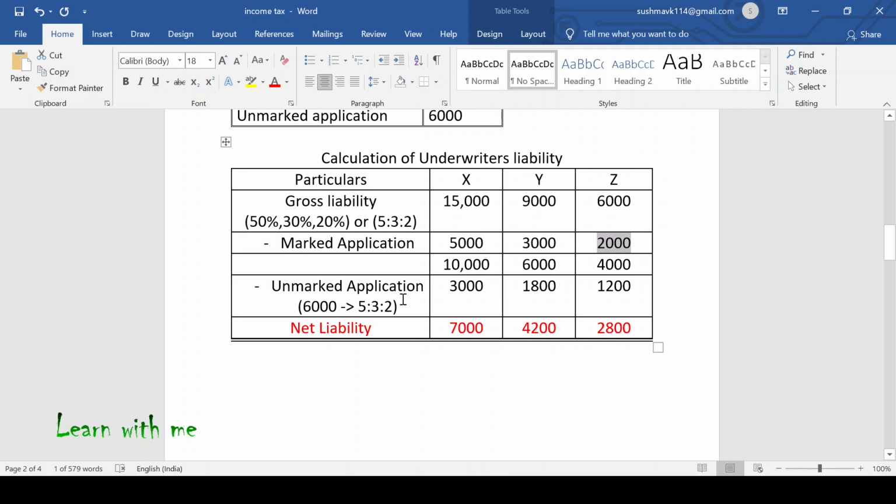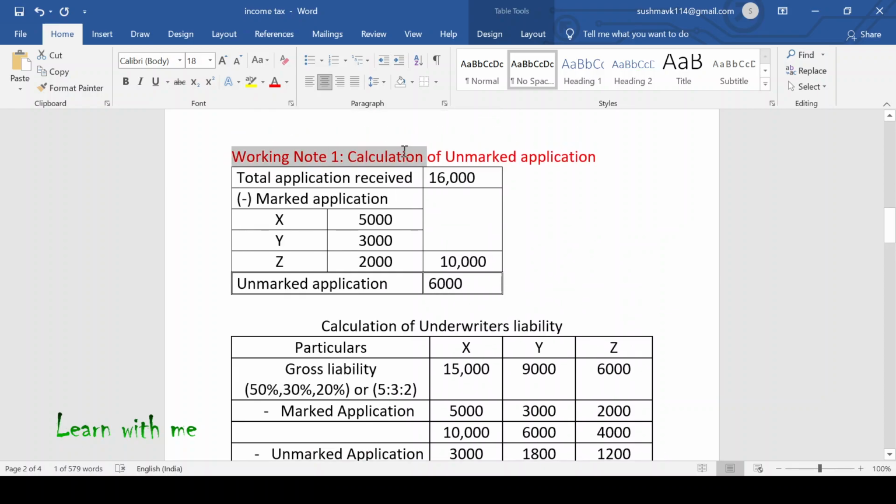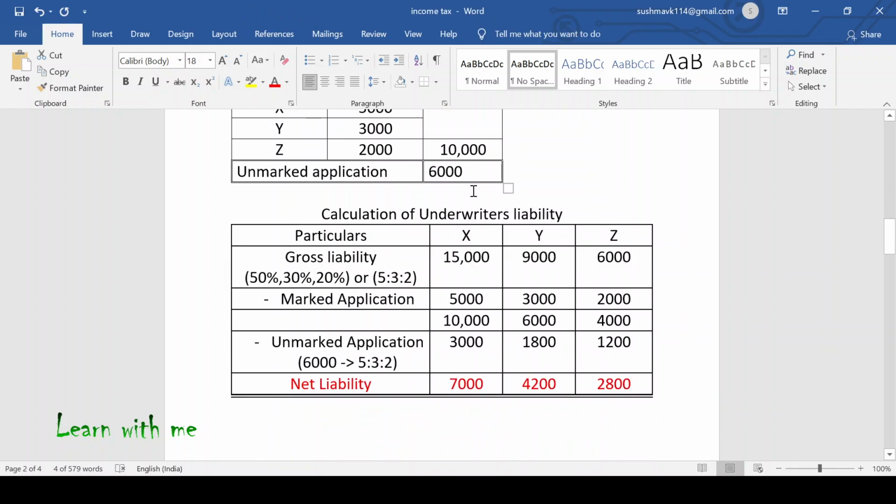And out of this, you have calculated the unmarked application by using the working note. And through this unmarked application, you have to share it with the respective percentage or through what ratio. This will be given in the question again. And if you deduct the amount from the unmarked application, you will get net liability. This is a very easy problem where you can score 6 marks blindly.